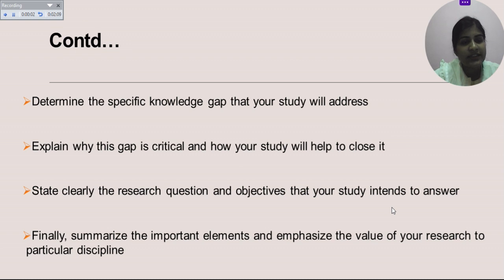Using your literature review, determine the specific knowledge gap that your study will address. Explain why this gap is critical and how your study will help to close it. State clearly the research question and objectives that your study intends to answer. This will aid in concentrating your research and provide a clear sense of direction. Finally, summarize the important elements and emphasize the value of your research to the particular discipline.